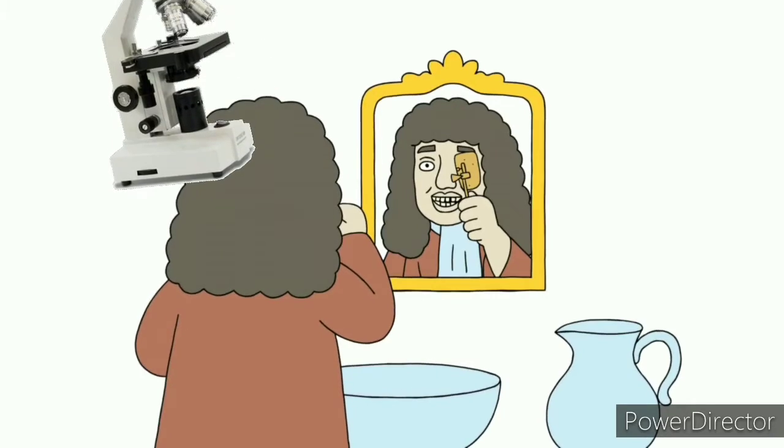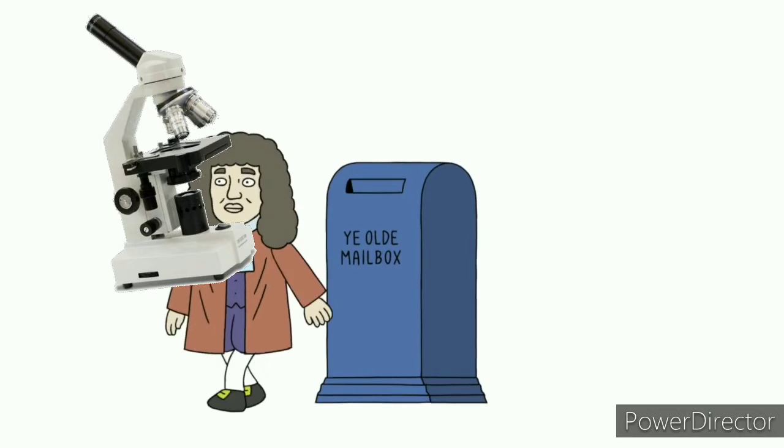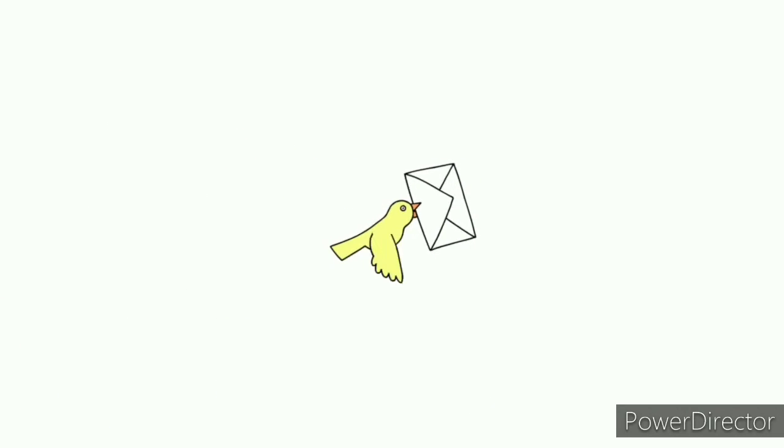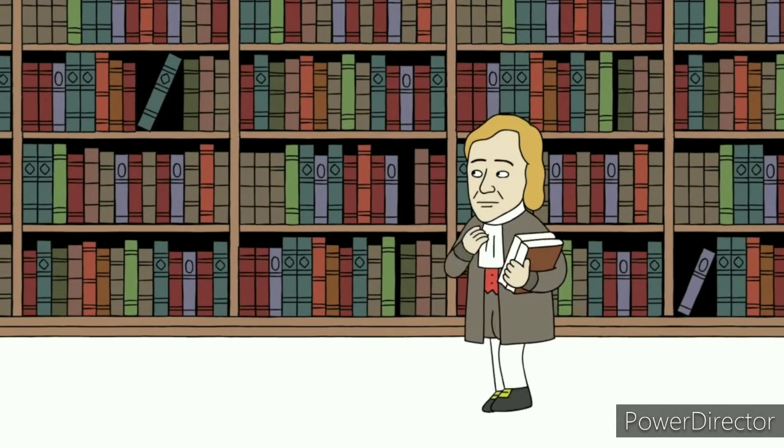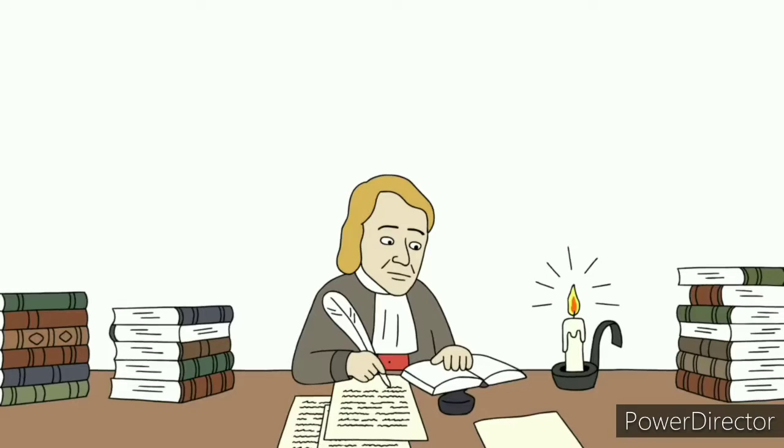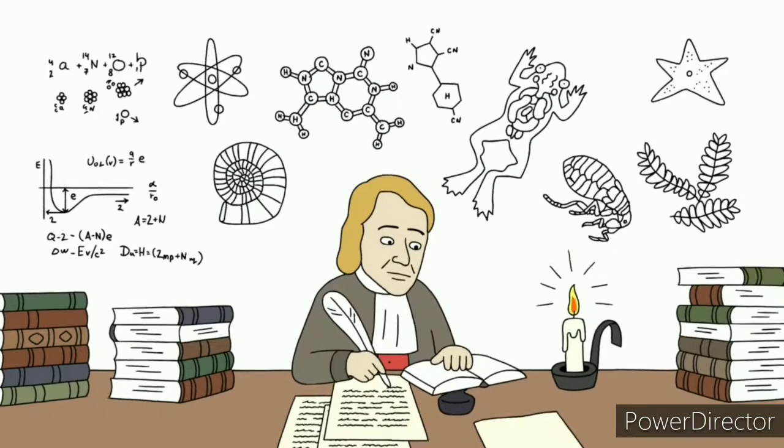While Leeuwenhoek was staring at his teeth gunk, he was also sending letters to a scientific colleague in England by the name of Robert Hooke. Hooke was a guy who really loved all aspects of science, so he dabbled in a little bit of everything, including physics, chemistry, and biology.